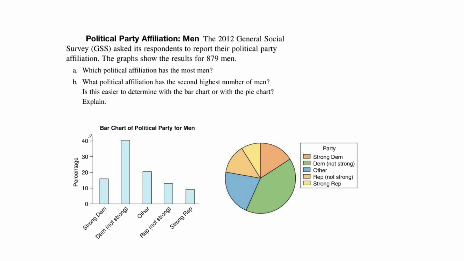Now, if we look at the bar chart, to have the most, you're going to be the highest bar. And so that's going to be the Democrat, not strong. Now, could you also determine that by looking at the pie chart? Sure. You're going to look for the pie piece that's the largest. Here, that's the green, and if we look at our key, that's the Dem, not strong.